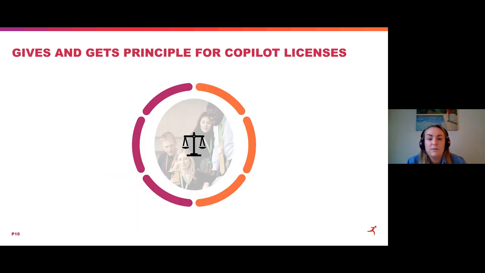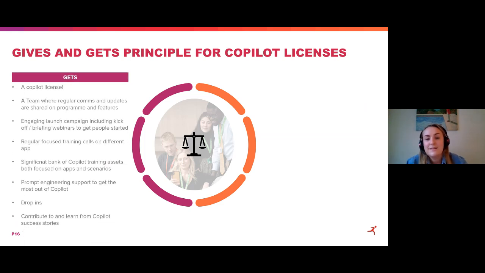I just want to introduce, when we think about measurement, the gives and gets principle for Copilot. I think this is really critical. So if we think about the gets that our people get with a Copilot license, they're going to have this team with regular comms, they're going to have an engaging launch campaign. We are investing in this group of people when it comes to Copilot. They're going to get focused training, a significant bank of training assets. They're going to have prompt engineering support, drop-ins, and contribute to and learn from Copilot success stories across the organization. So they get a lot with this.